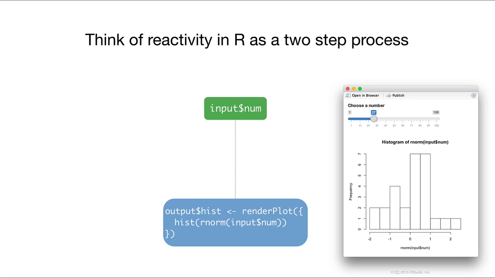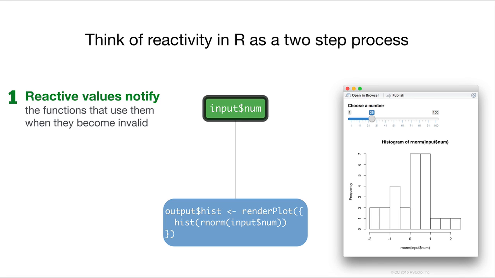When you change the slider, here we'll change it from 27 to 25, it changes the reactive value input$num. And then the reactive value does its job. The job of reactive values and reactivity is to notify things downstream that they've changed. So step one, the reactive value notifies the objects that depend on it that it has changed. And now its job is mostly over. It's time for the reactive function to do its job, or more precisely, for the object created by the reactive function to do its job.